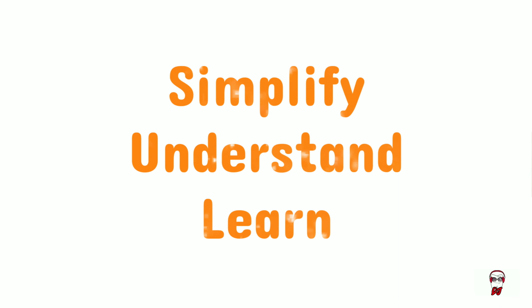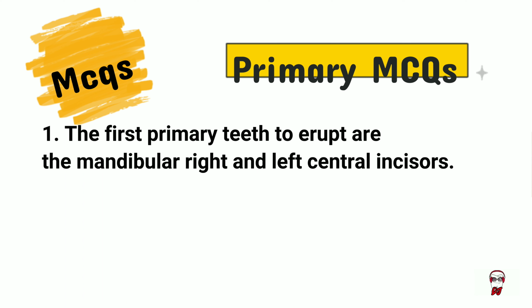So this is the eruption sequence for the primary and permanent dentition. It's actually a pretty easy topic if you can just go through it a couple of times, and it's very important for your orals and MCQs.